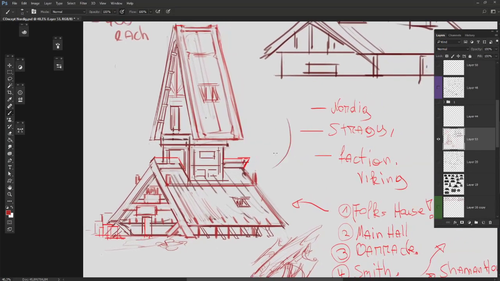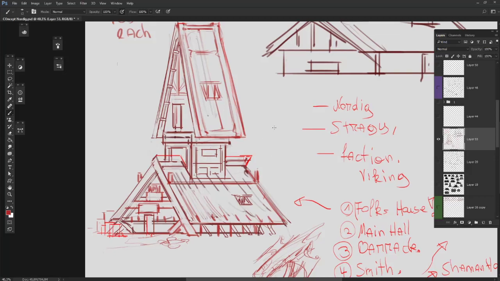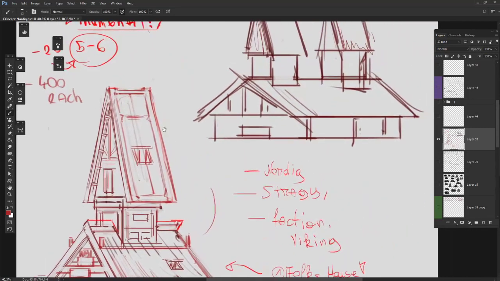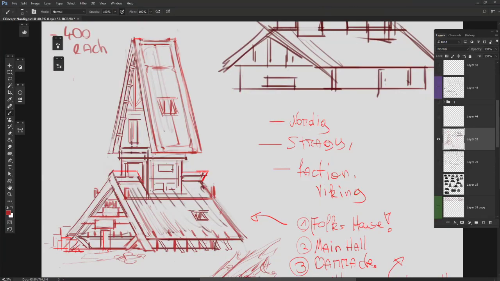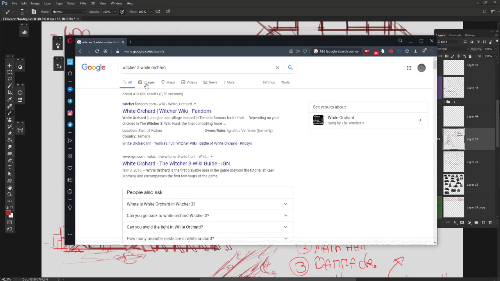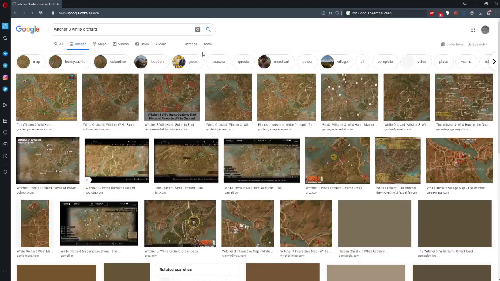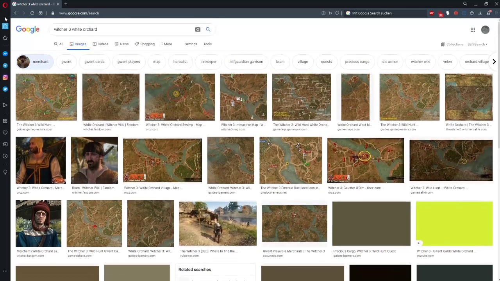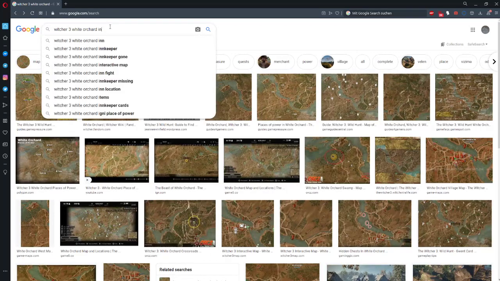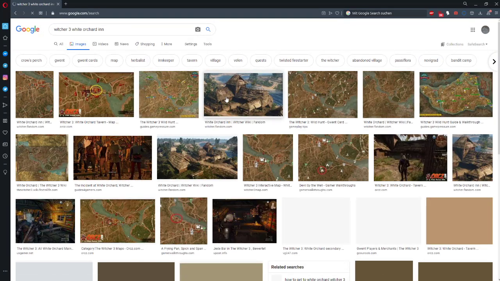Try to understand what kind of building it is and for what type of game. If it's just for interaction in the game, for example, we take The Witcher, I totally need to Google that now. Witcher 3 White Orchard. Not orchard. We can totally go to images. Location. Not location. Merchant. Inn. Let's look at the inn.